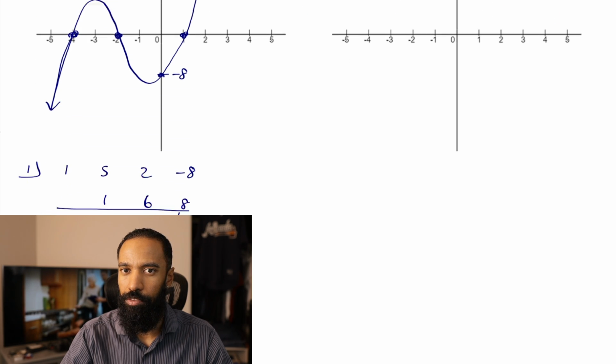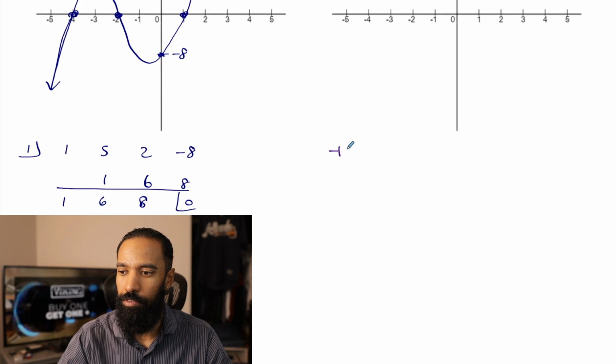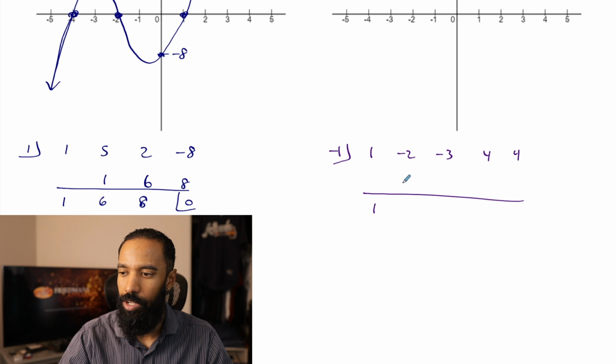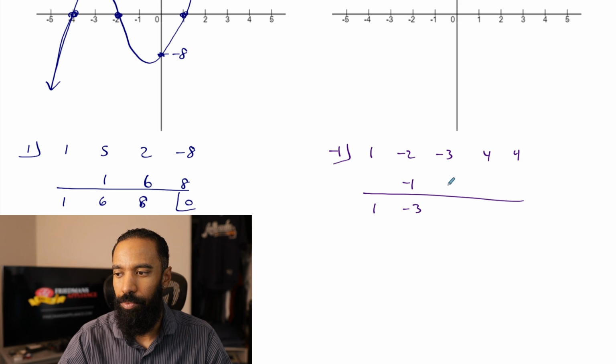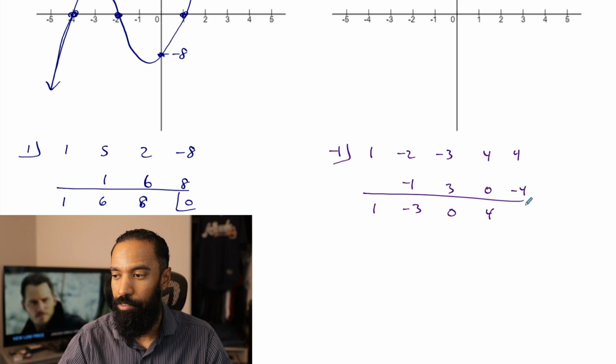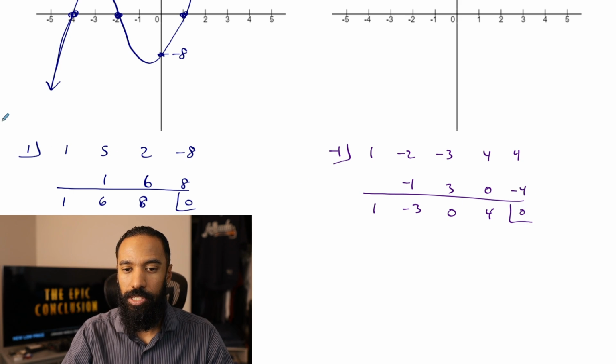1, -2, -3, 4, 4. Okay, let's see how that one works out. 1, -1, -3, 3, 0, 0, 4, -4, 0. Okay, so this thing, ooh, goodness.